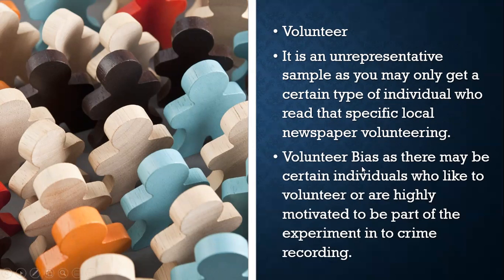Volunteer bias, because that can be, right? Volunteer bias, as there may be certain individuals who like to volunteer or are highly motivated to be part of the experiment. Now, again, they've applied it to crime recording. We don't even need that to still get the 2 marks. So 1 mark for saying volunteer bias and the second mark for the explanation. 2 marks. Remember, always look at the mark allocation. Remember, go on to the idea of understanding the question.